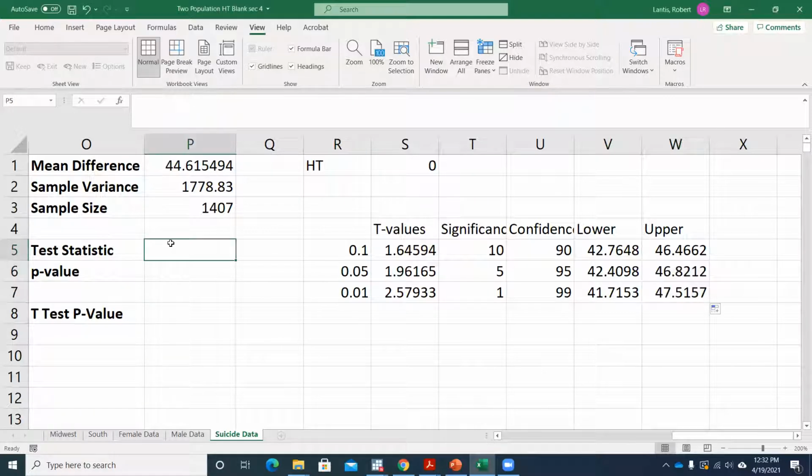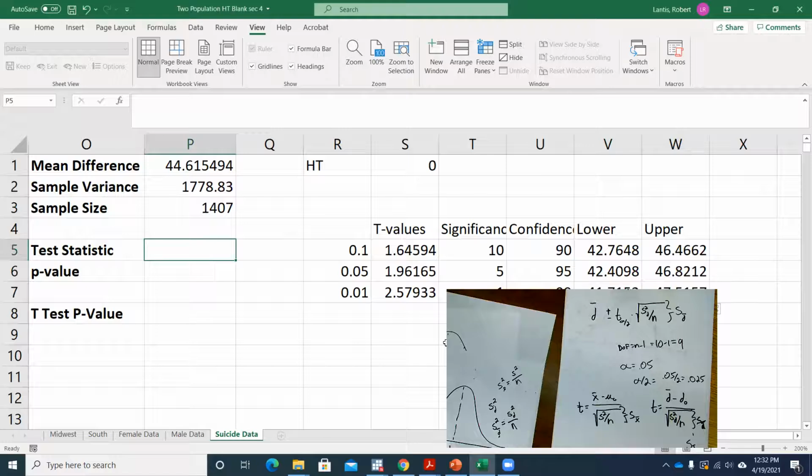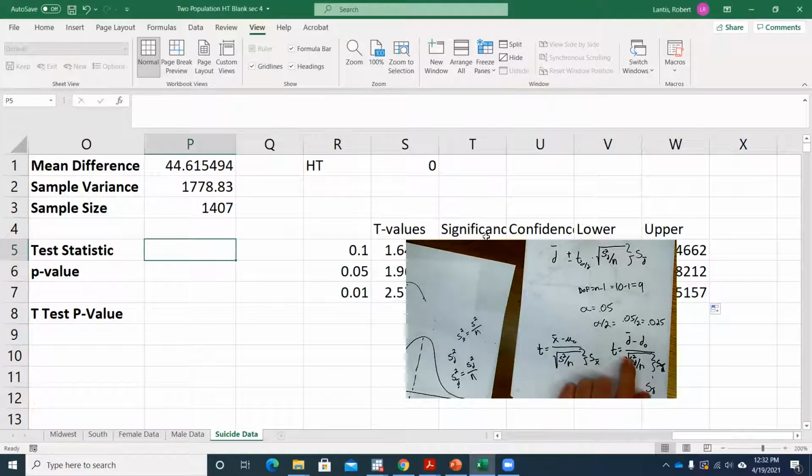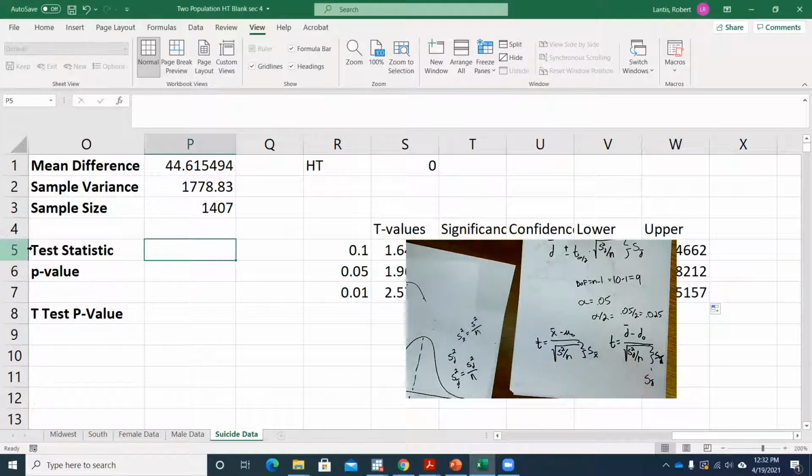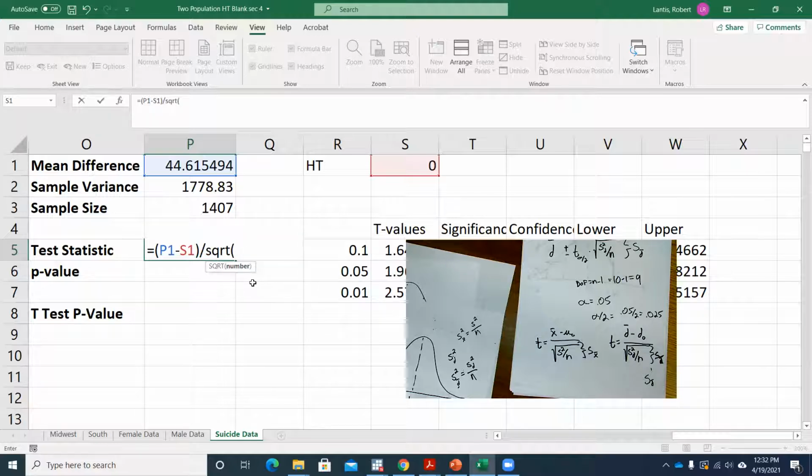So the next thing we need to do is find our test statistic. Once again, it's really just using Excel to be our calculator. We have our test statistic equation here, so all I'm going to do is enter that in. So equals the mean difference minus the assumed true difference, divided by the square root of my sample variance over my sample size. It's that easy. We're just using Excel to be our calculator. We don't even have to type numbers in. We're just literally clicking on numbers.